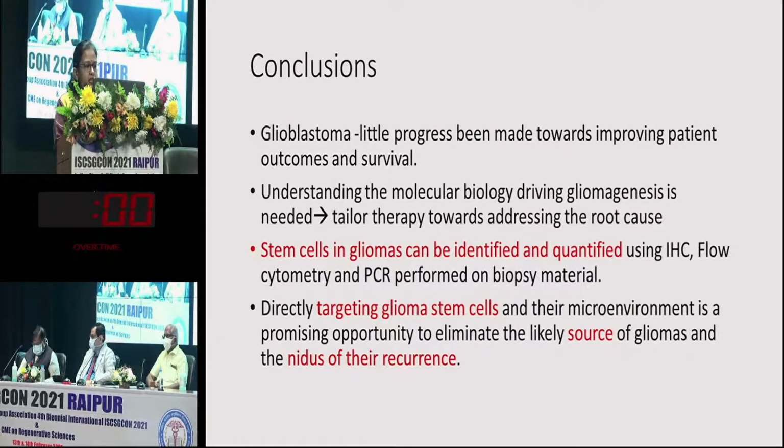So to conclude, glioblastomas are tumors in which there has been very little progress made towards improving patient outcomes and survival despite all the advances in therapy. Understanding the molecular biology involving stem cells in these tumors is needed so that therapy can be tailored towards addressing the root causes. Stem cells in gliomas can be identified and quantified using IHC, flow cytometry, and PCR performed on biopsy material, and directly targeting glioma stem cells and their microenvironment is a promising opportunity to eliminate the likely source of gliomas and the nidus of their recurrence, which is the main problem, mortality and morbidity.